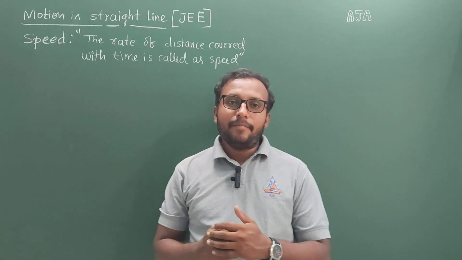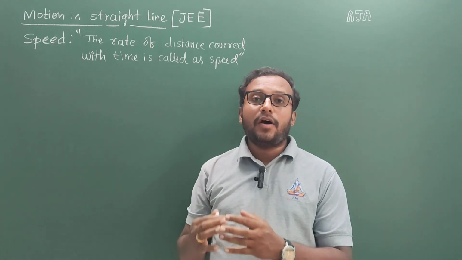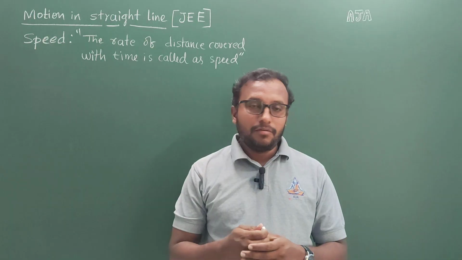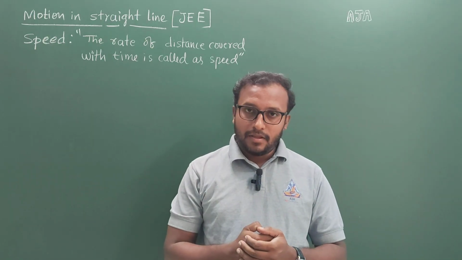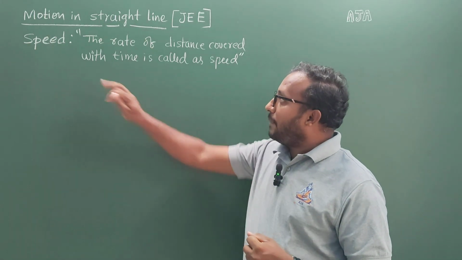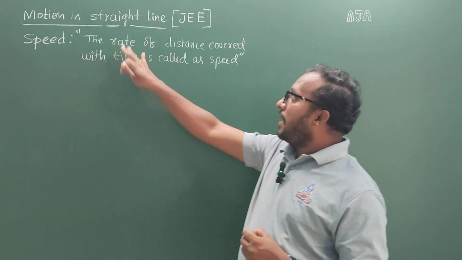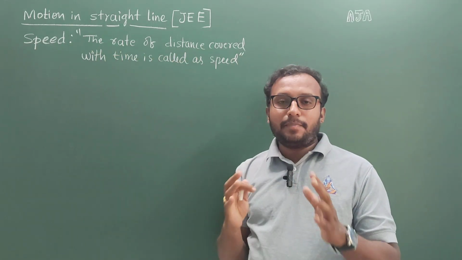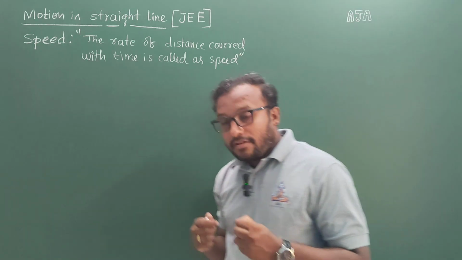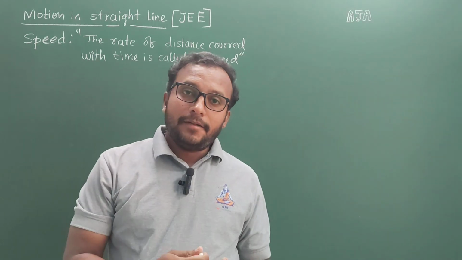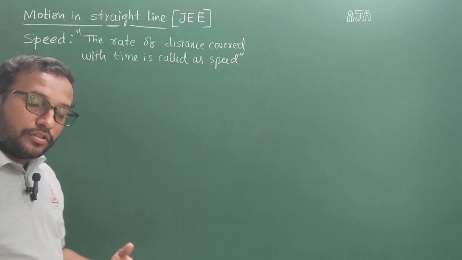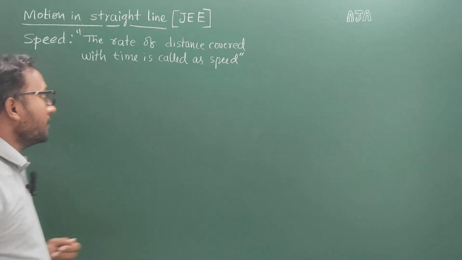Speed is simply a measure of how fast or how slowly a body is moving with respect to a reference point. Therefore, speed can be defined as the rate of distance covered with respect to time. Now I will tell you the unit of speed and the dimension of speed as well, and then we will go to the types of speeds.